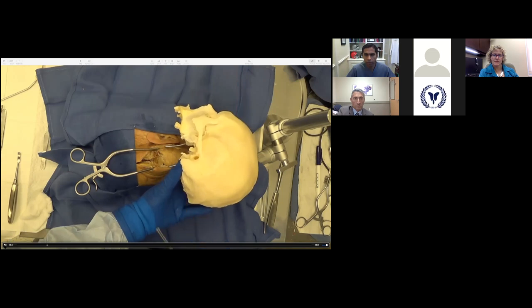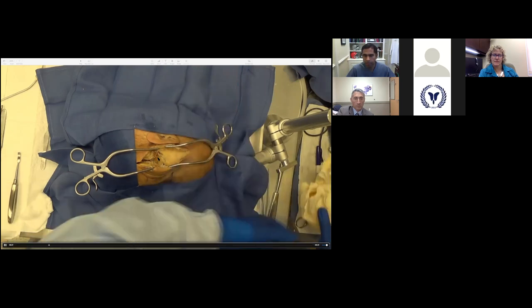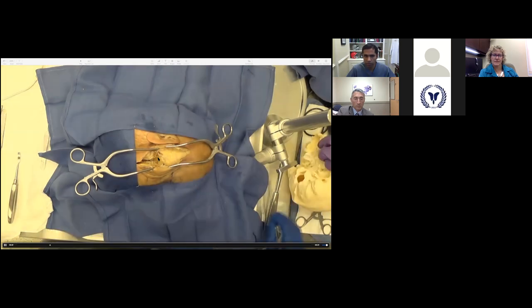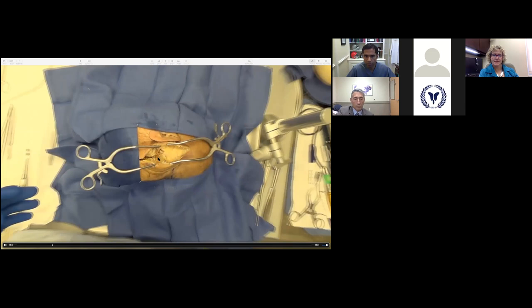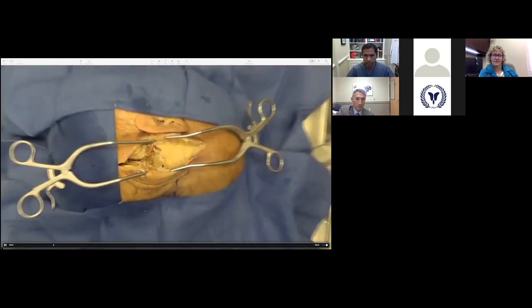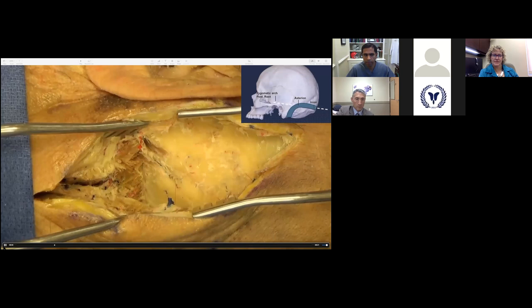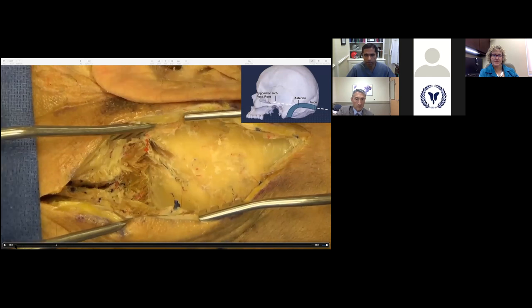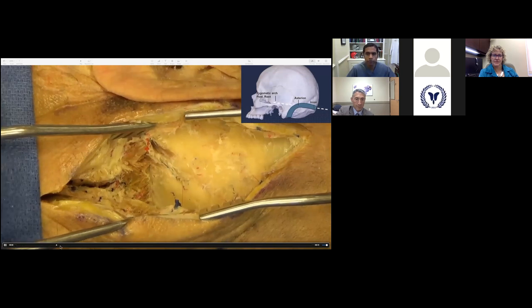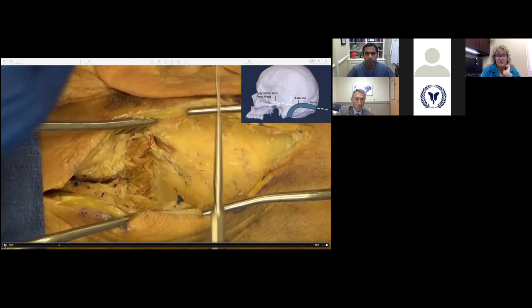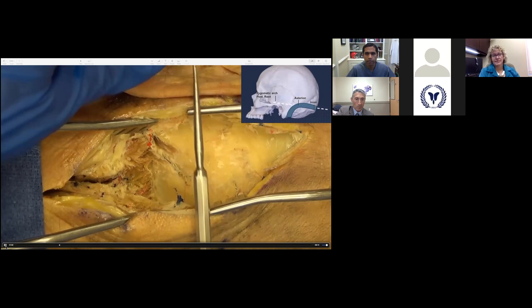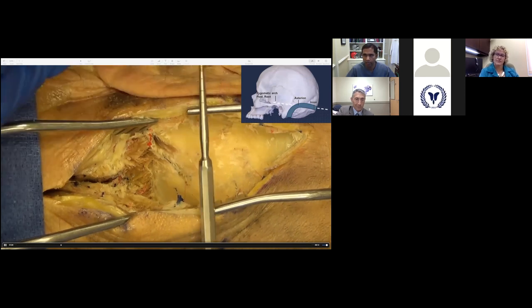When we take a look here, we've exposed just a little bit of the suboccipital musculature, and I'm going to go ahead and point out some regional anatomy that we're going to talk about. I'm going to place a probe here in just a minute and get to that area. There it is. So we're lining this up just like this dotted line right here.